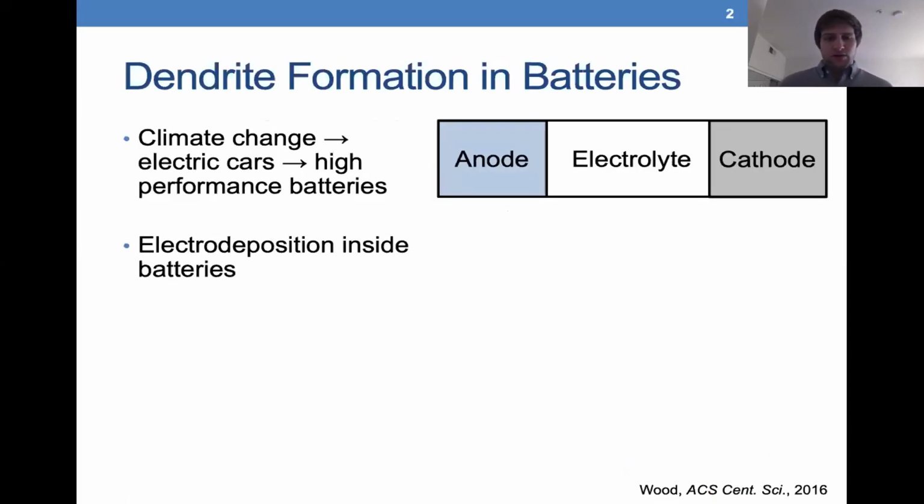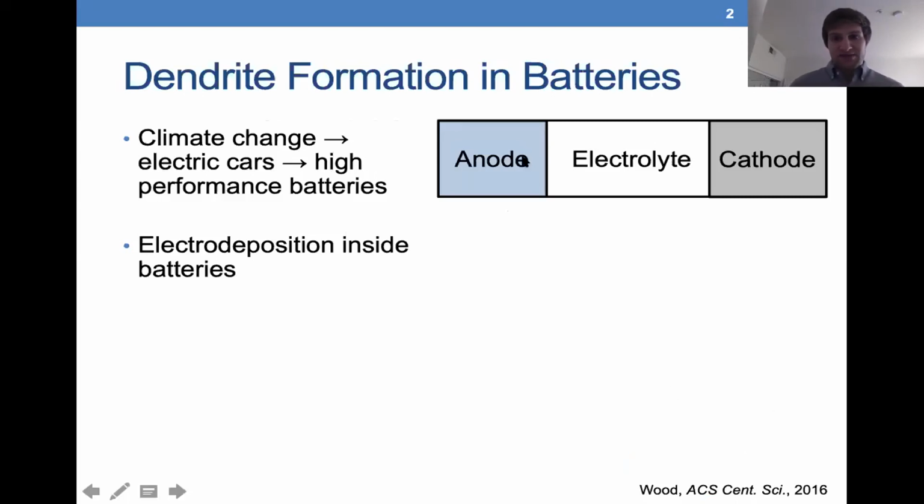So if we want to deal with climate change, we are going to need to switch over to electric cars at a large scale. And one of the current limiting factors with designing effective electric cars is the performance of batteries. And so we'd like to design better batteries. Now, quickly, let's review how batteries work.